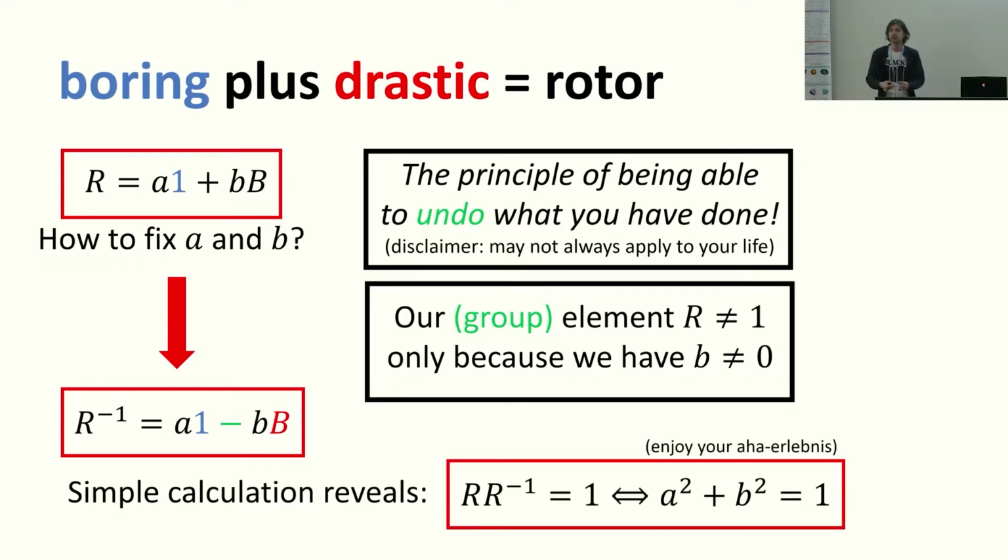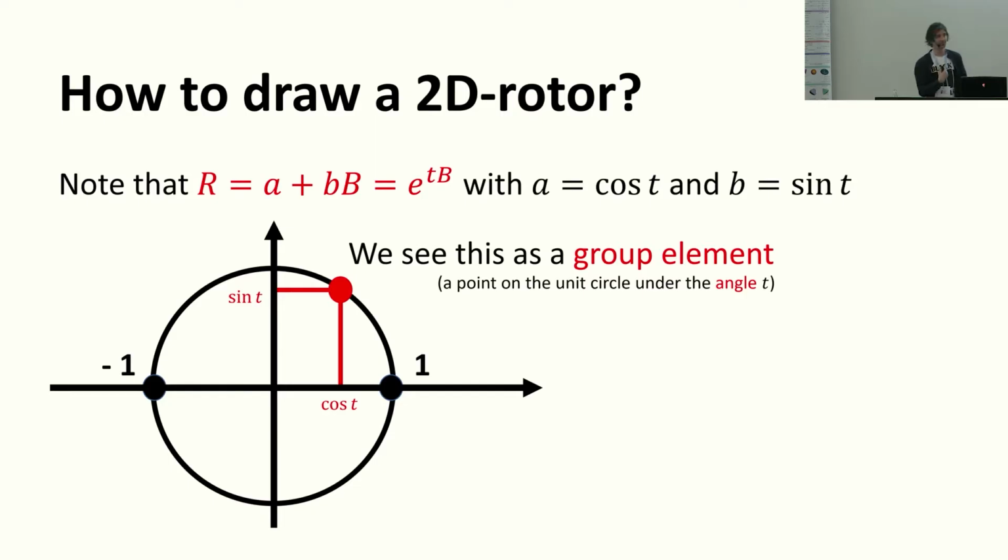Because we want to undo, so that is like saying that R multiplied with the inverse is equal to 1. And there you go, a sine and a cosine. That is how they arrive in the picture. So what I can do now is to draw a 2D rotor. So the 2D rotor is the red bullet in that picture. It's a point on the unit circle. As a matter of fact, that unit circle that I've drawn there, that is a group. Those are all the elements in my spin2 group.